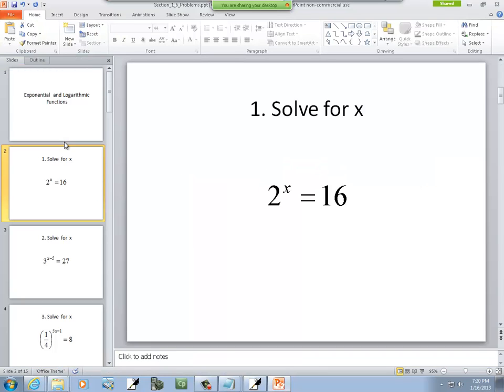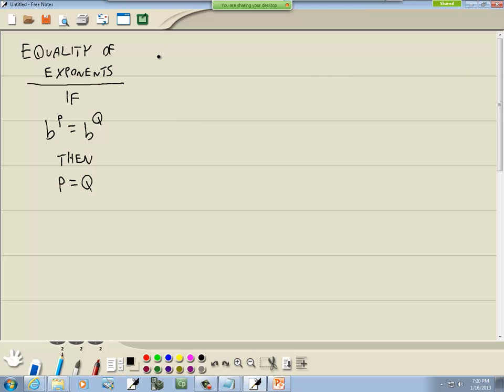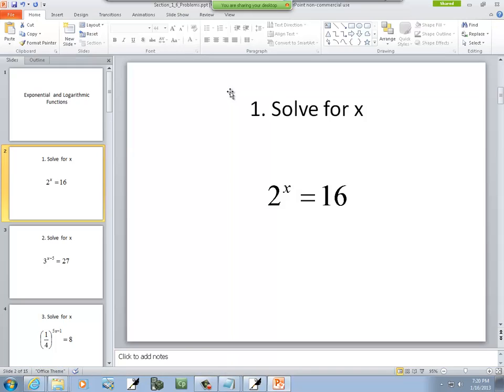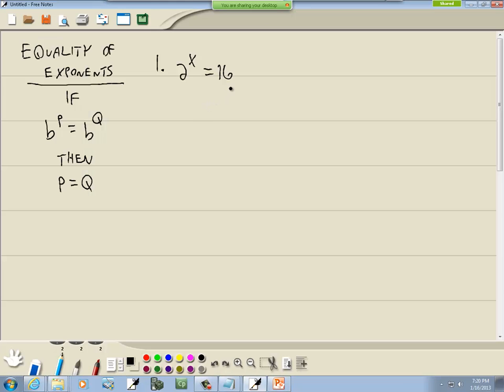Let's take a look at a problem with this. We've got 2 to the x is equal to 16. We start with the larger number, which is 16, and we try to rewrite it as the other number to a power. Well, the other number is a 2, so we try to rewrite 16 as 2 to a power. Well, that'd be 2 to the 4th. Now, since they're both 2 to a power, I can set the exponents equal to each other. And this is already solved for x, so we're done with that problem.